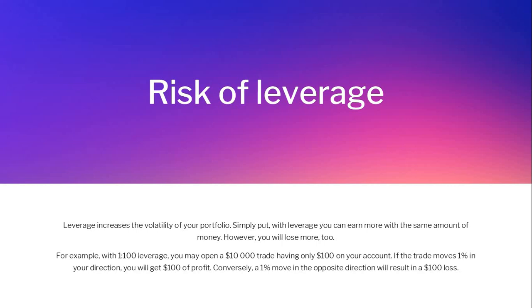Okay, so let us use this example. With leverage of 1 to 100, you may open a $10,000 trade having only $100 in your account. Just having $100 in your account, by using the 1 to 100 leverage, you can open a trade of 10,000. So if the trade moves 1% in your direction, you get $100 of profit. Again, if it goes opposite your direction, you lose the same $100.